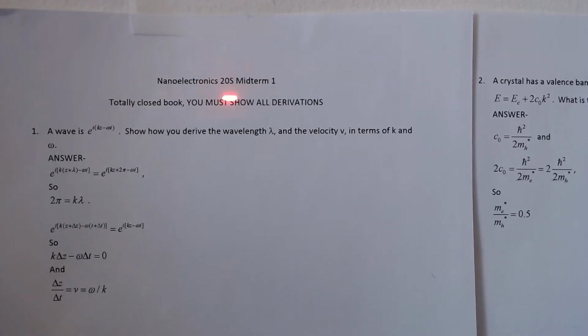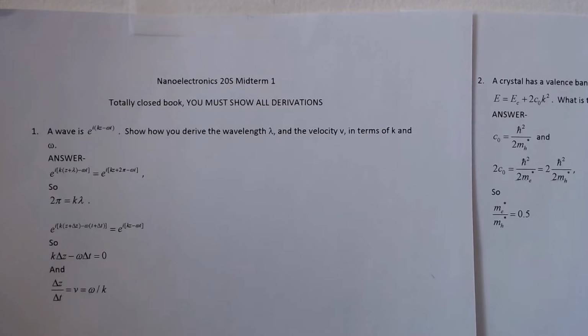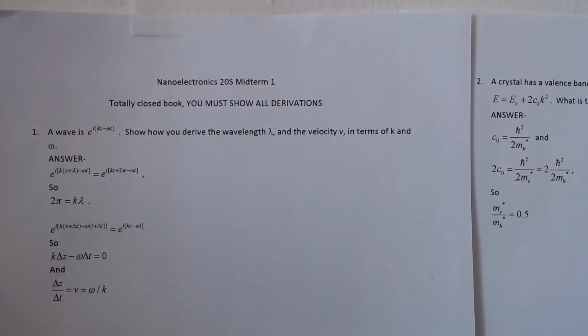Question one was to take a wave and show how you determine what the wavelength and the velocity are in terms of k and omega. Now, first of all, I want to make clear to everyone, especially after grading the midterms, that this has nothing necessarily to do with electromagnetic theory or quantum mechanics. It's simply the property of waves in general that have this wave function. And so those of you that went to Maxwell's equations or Schrodinger's equation or something like that to try to come up with the answer were along the wrong track.